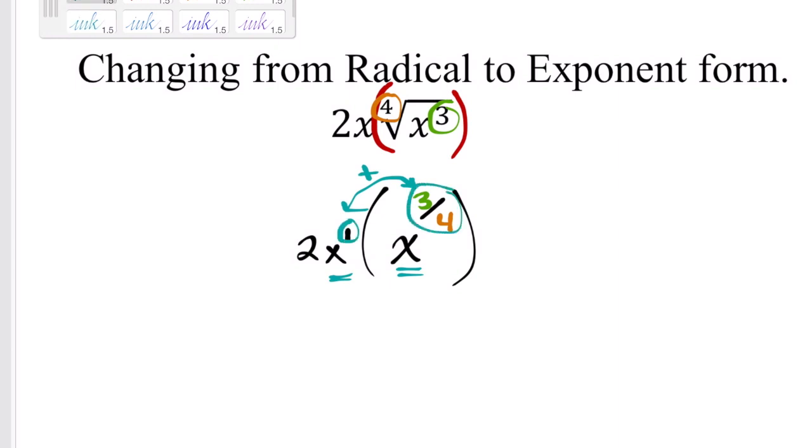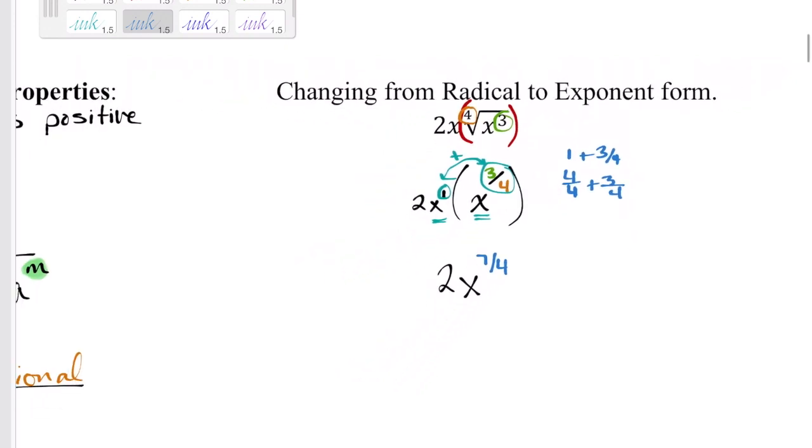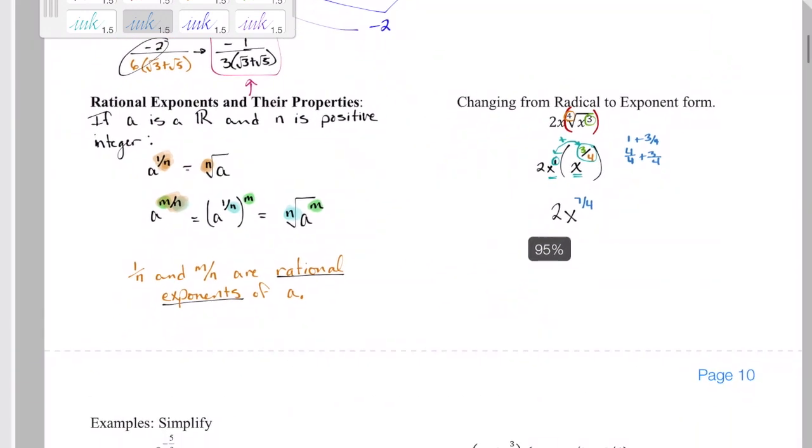So 1 3/4. I don't like to keep it as 1 3/4. I like to make it into an improper fraction. So 1 plus 3/4, that's the same as 4 over 4 plus 3 over 4. And then now that I have the same denominator, the 4 and the 3 would give me 7. So I have 2x to the 7 over 4. And that's it. Now I have just exponents. I don't have any more radicals. And it's just one exponent, so we're good.